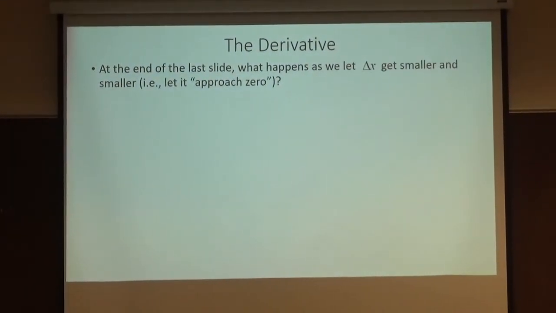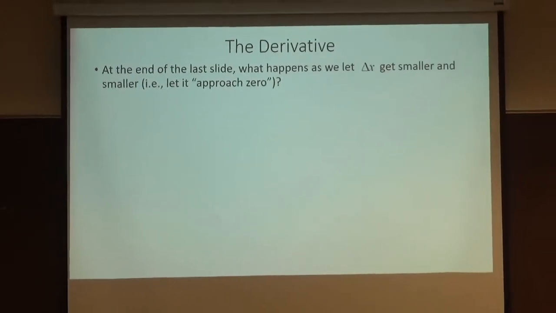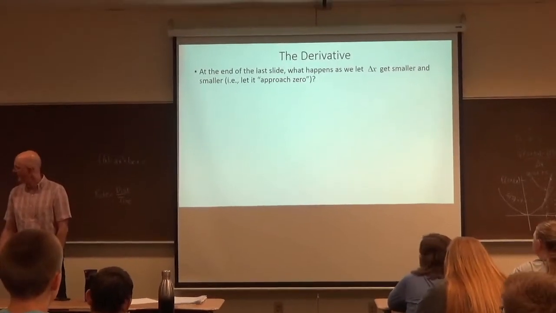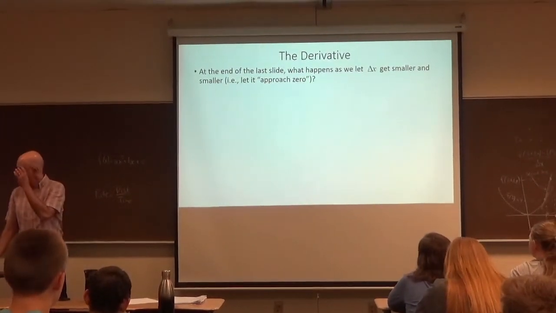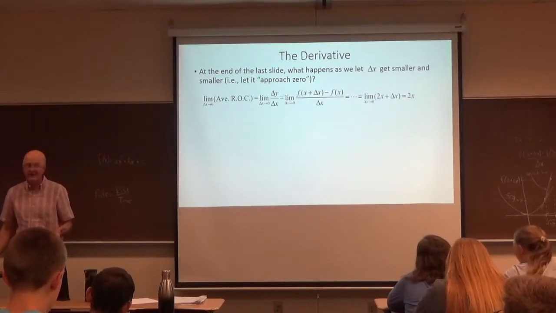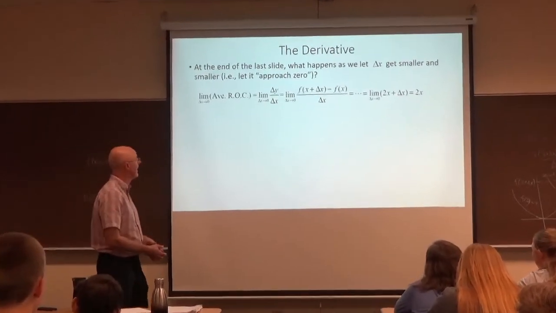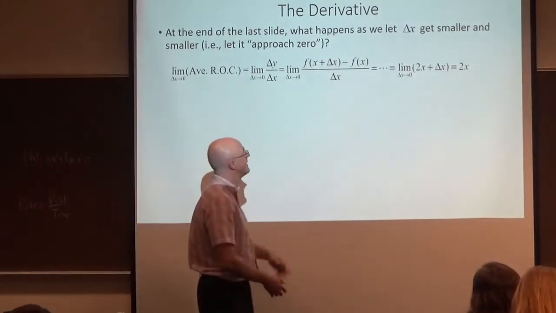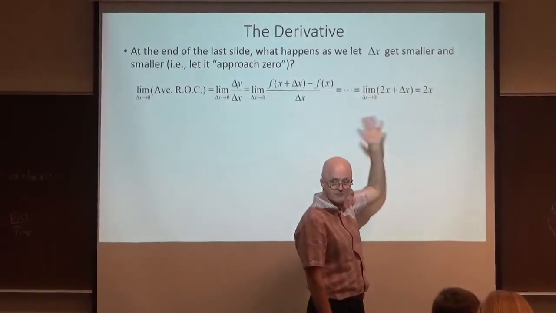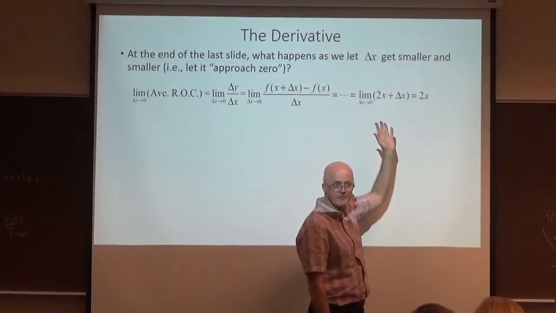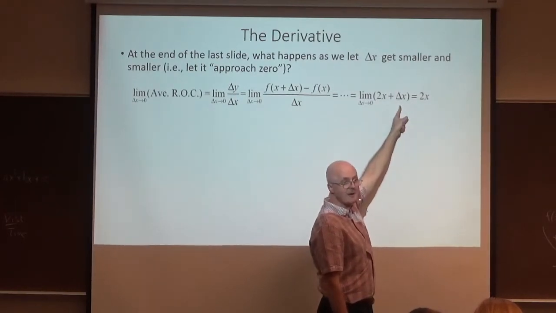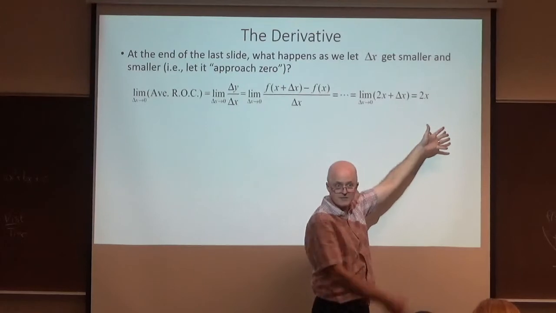This is essentially giving you details about what I just said, except for an arbitrary x. At the end of the last slide, what happens is we let delta x get smaller and smaller. In other words, approach 0. The limit as delta x goes to 0 of the average rate of change would equal 2x in the end. There's missing work there. Let delta x go to 0 here in the end. That becomes 0 and you're left with 2x, which is 6 when x is 3.